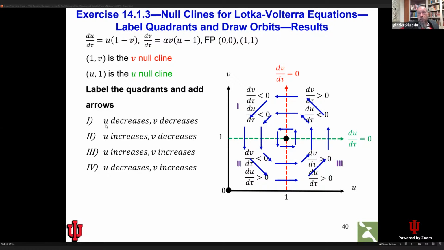But we label the quadrants. Quadrant 1, U decreasing, V decreasing. Quadrant 2, U increasing, V decreasing. Quadrant 3, U increasing, V increasing. Quadrant 4, U decreasing, V decreasing.